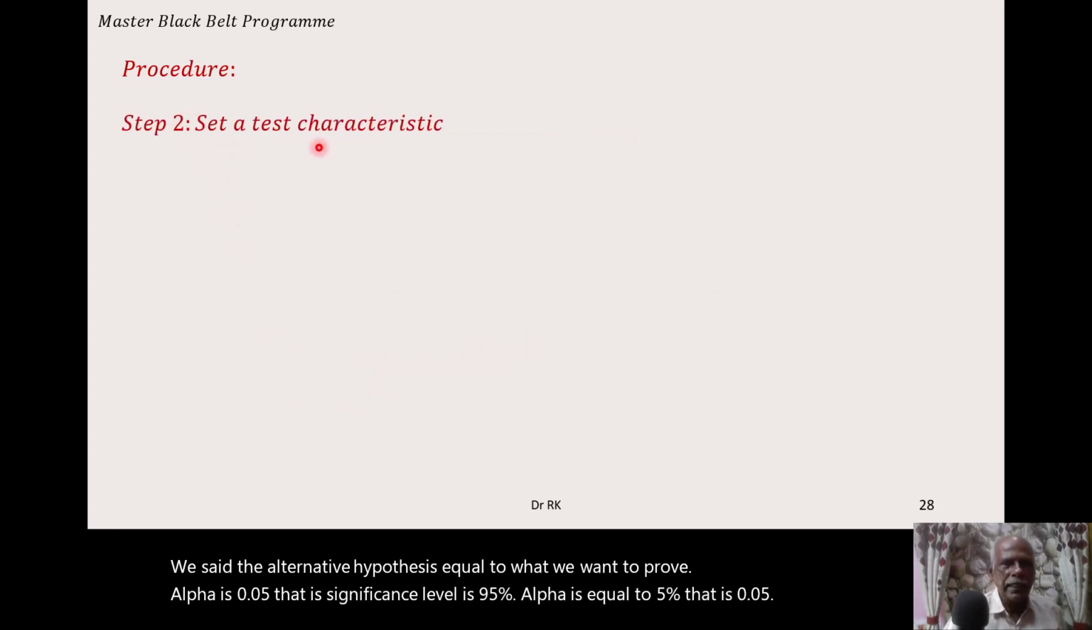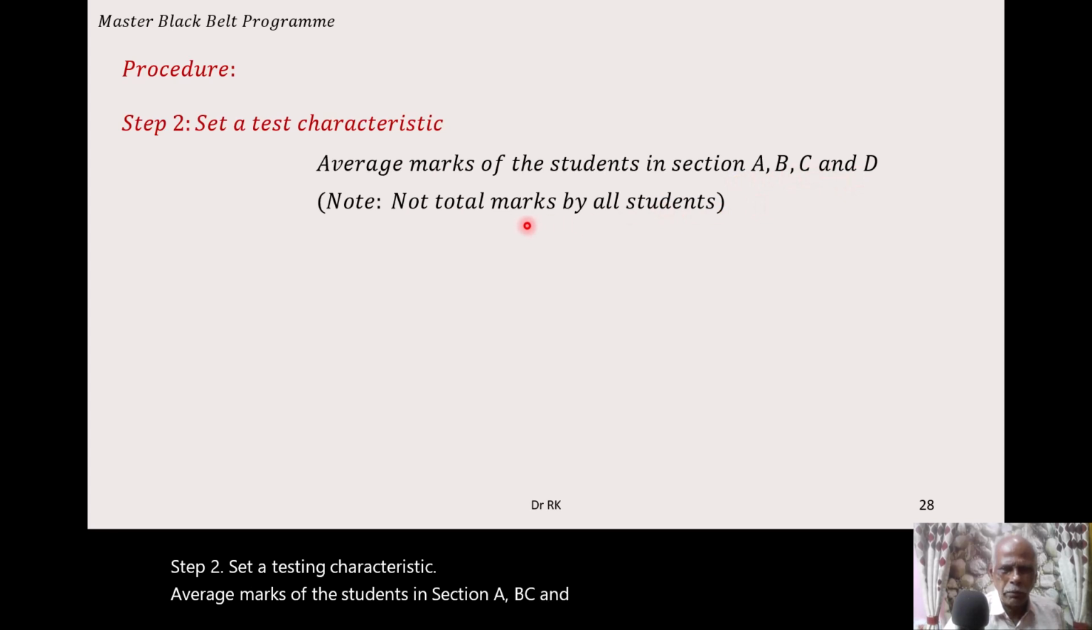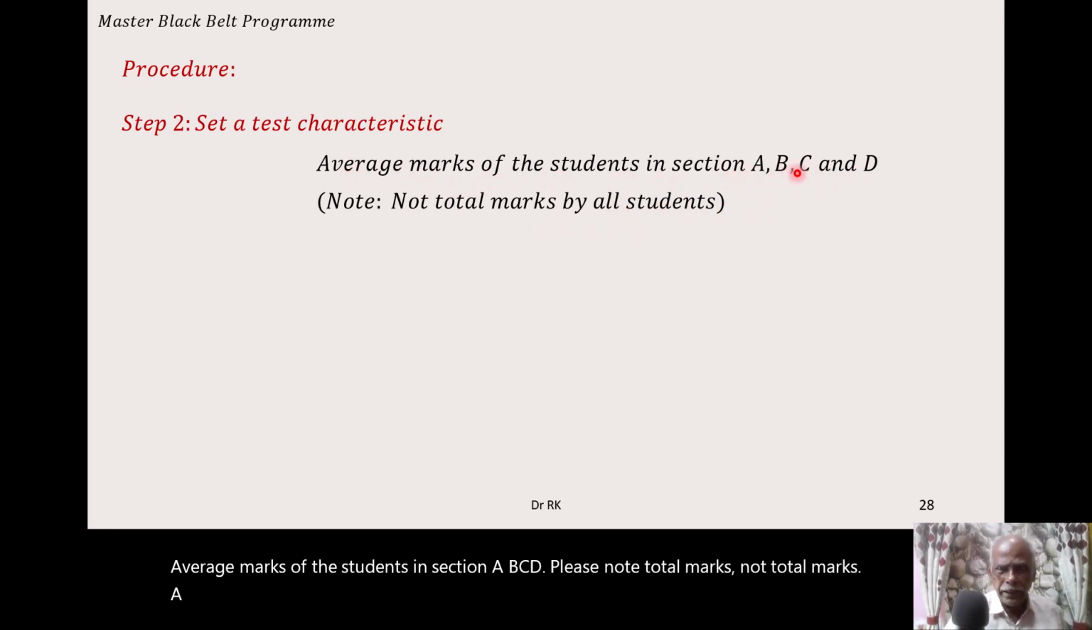Step 2, set a test characteristic. Average marks of the students in section A, B, C and D. Please note, average marks, not total marks. Average marks of A, B, C and D. So one value for each section we will get.